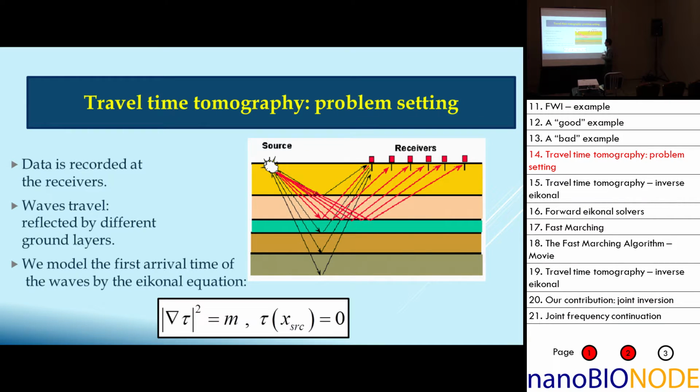The first arrival of the wave can be modeled by this equation. This is a nonlinear equation that is called the eikonal equation. So m is again the properties of the Earth, the slowness of the Earth, and tau will be the travel time that is defined all over the domain. Obviously, at the location of the source, the travel time is 0. So this is our initial condition for this PDE, which is sort of an advection PDE.